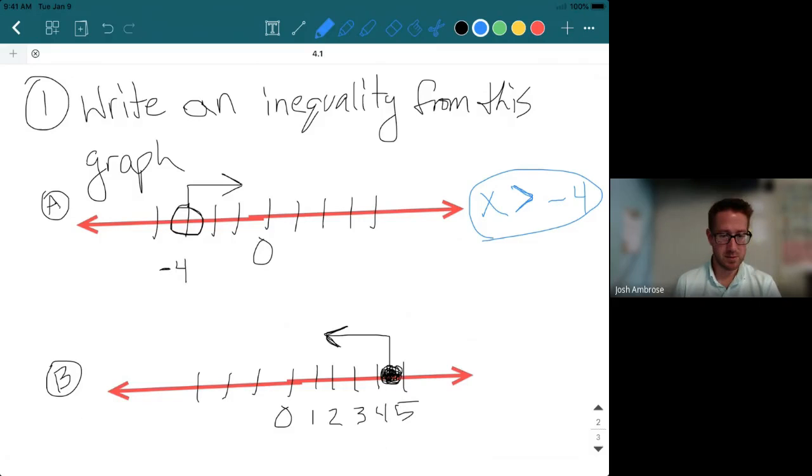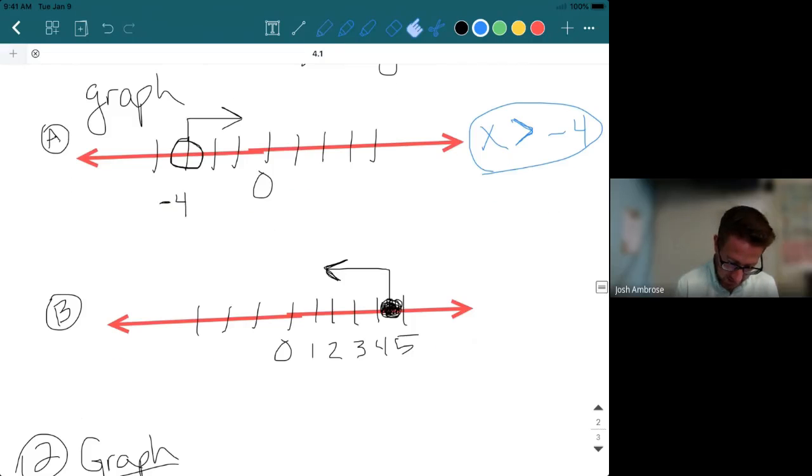Now let's do the next one. You should see that I am representing a filled in circle, but it's in between 4 and 5. So we have an x, and if it's in between 4 and 5, we're dealing with 4.5, the decimal 4.5.